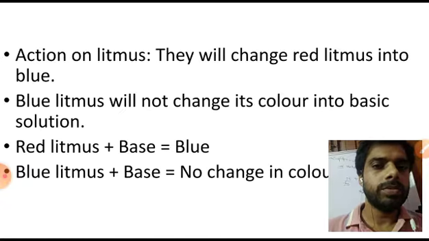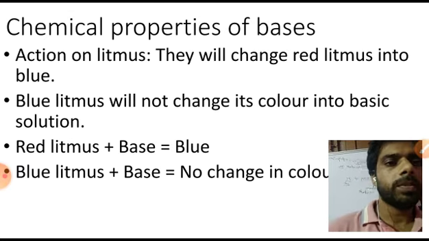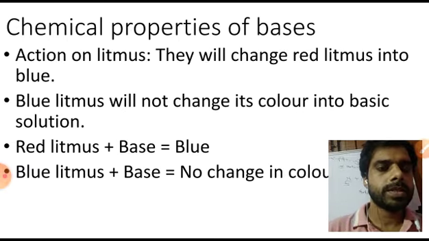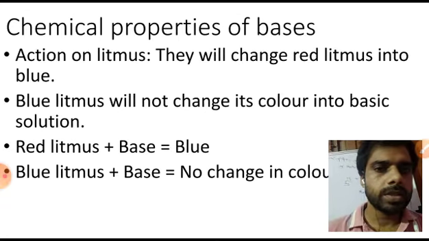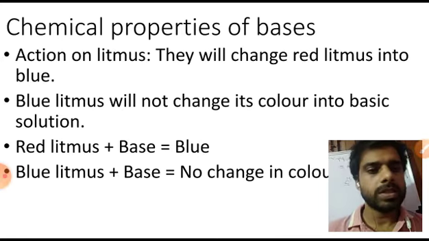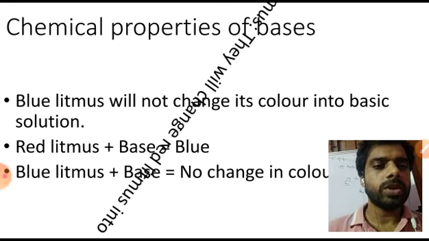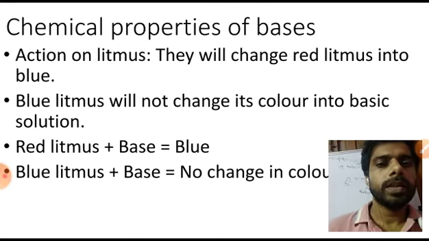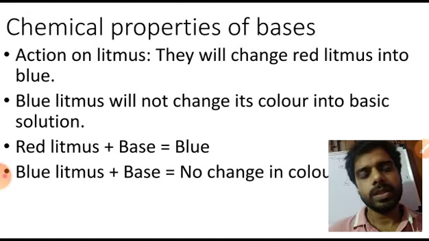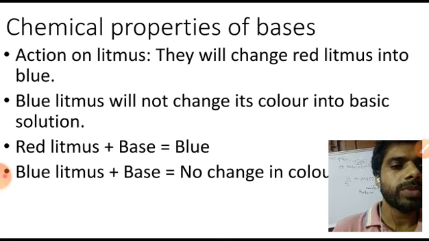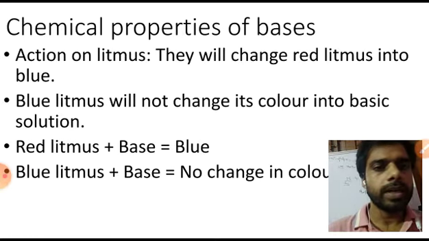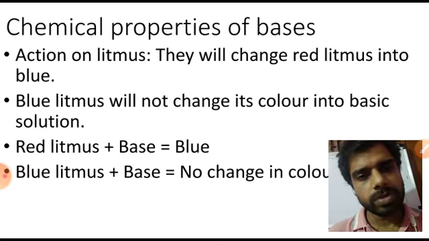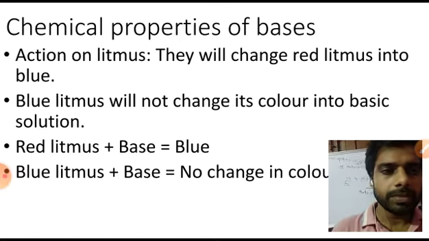So in this video, we will talk about the chemical properties of bases. As you know, dear students, in every chemical property topic, first of all, we talk about the action on litmus. Since it is easily available in the laboratory, that's why we talk about litmus. As you also know, there are two types of litmus: blue litmus and red litmus.